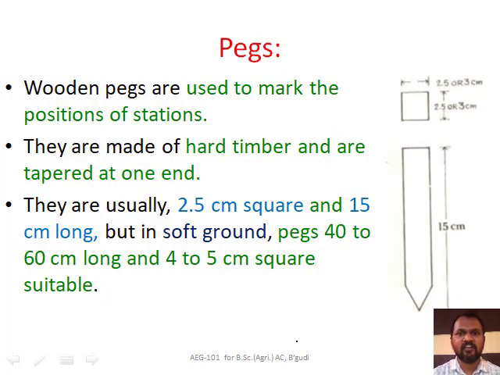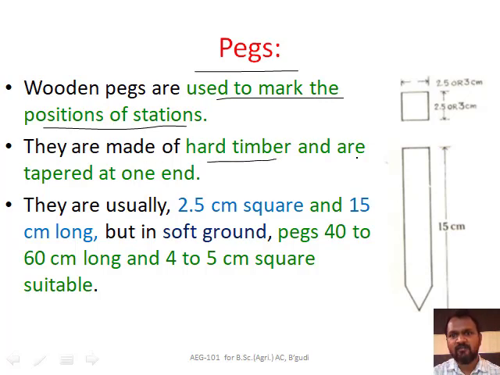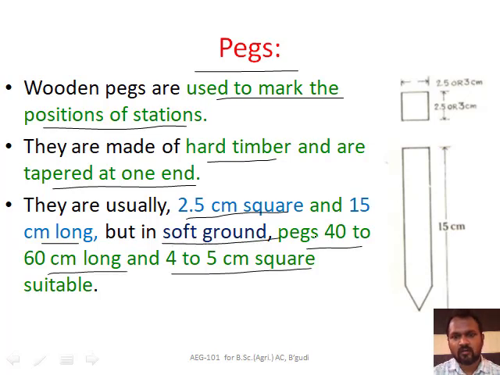Then we are having the next type of instrument, and that is pegs. These pegs are usually made of wooden material, used to mark the position of the stations. They are made of hard timber and are tapered at one end. They are usually 2.5 centimeter square and 15 centimeter long. For soft ground, pegs 40 to 60 centimeter long and 4 to 5 centimeter square are used.